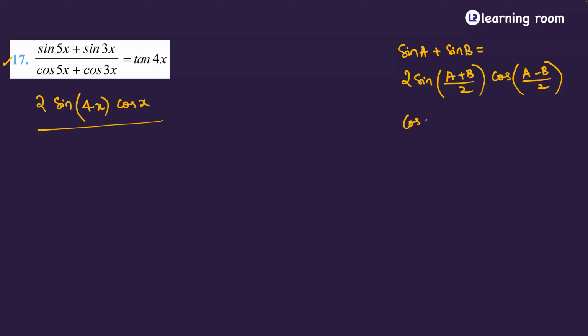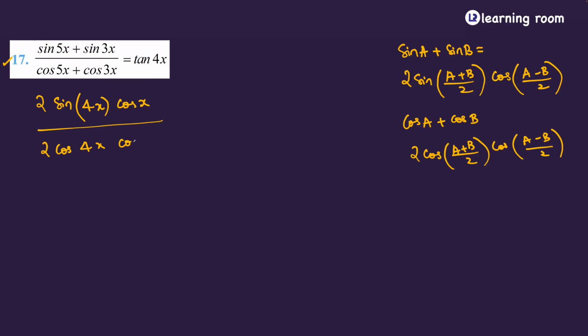The next one is the formula for cos A plus cos B. Cos A plus cos B is going to be 2 cos of A plus B by 2 cos of A minus B divided by 2. So take this and substitute it here. So 2 cos of 5x plus 3x by 2 is 4x. Cos of 5x minus 3x by 2 is x. So 2 and 2 are gone. Cos x and cos x are gone. Sin 4x by cos 4x is going to give us tan 4x.